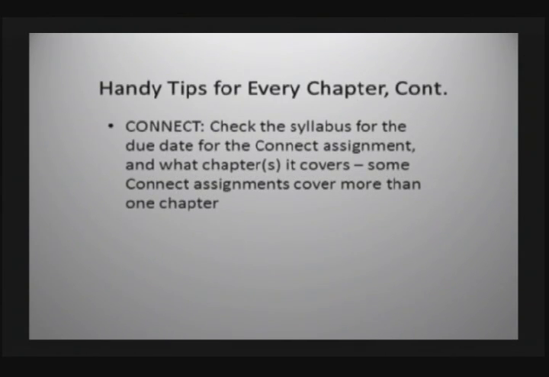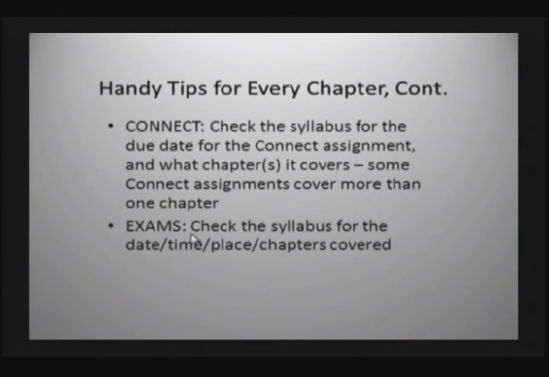There will be a Connect assignment that covers the material for every chapter. You should check the syllabus for the due date of the Connect assignments and what chapters it covers. Some Connect assignments cover more than one chapter, so check the syllabus for the due date of the Connect assignments and what chapters are covered on those Connect assignments.